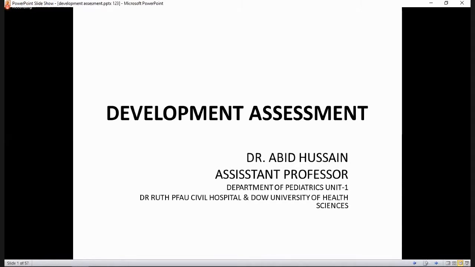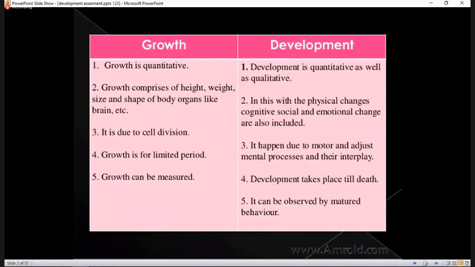So today we will discuss the development assessment, how to assess the development. There are two things. First of all, one is growth and second is development. One should be very clear between these two: there is growth and there is development.